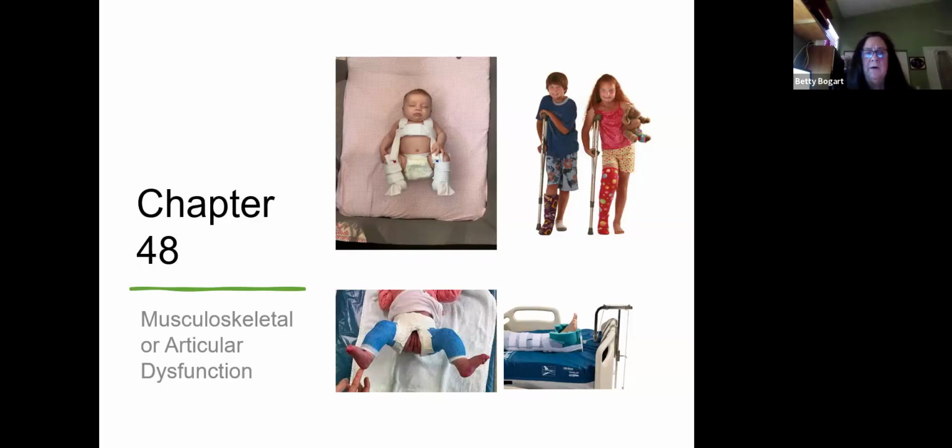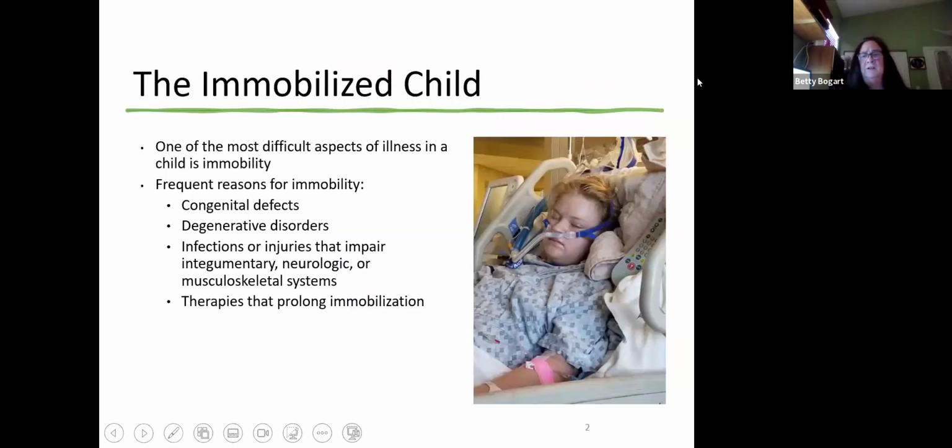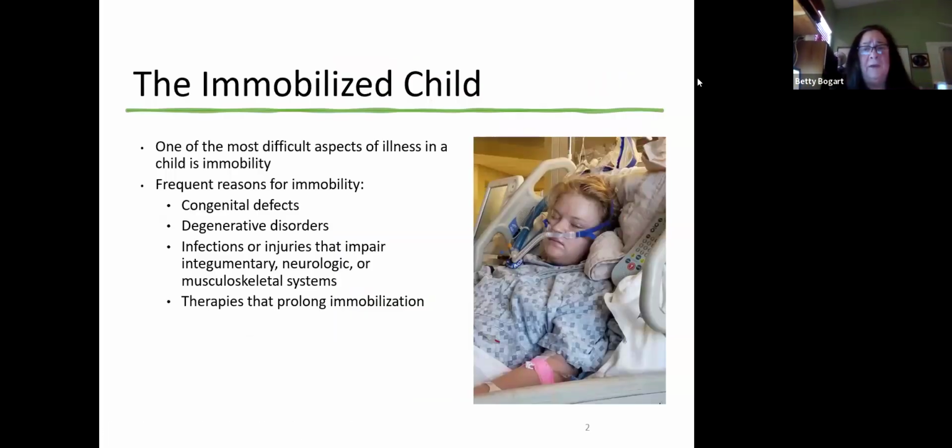Okay. So, let's go into muscular, skeletal, and children immobilized in bed. And yes, we get children that have these really congenital abnormalities or degenerative problems that require that they are on bed rest most of their lives. And it could be due to an acute illness, or it could be due to something that they were born with, and their body is just breaking apart as it gets older.